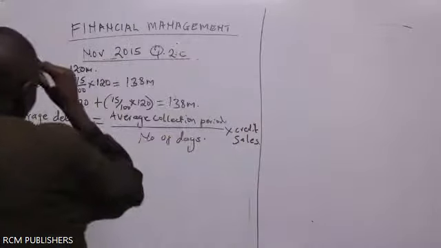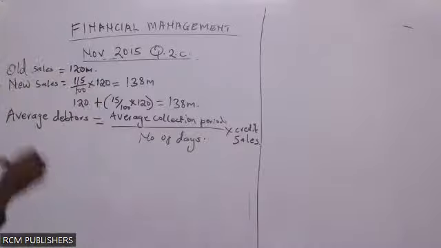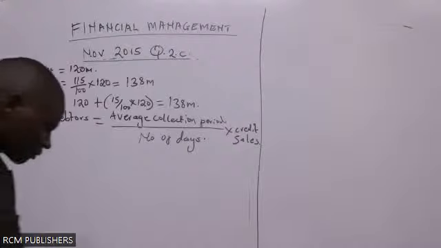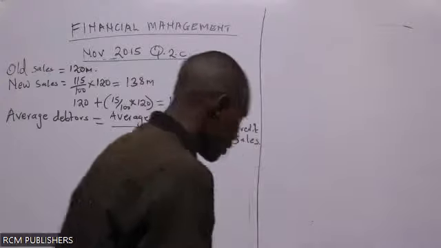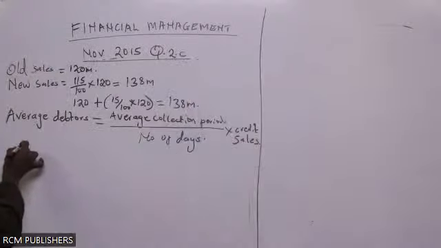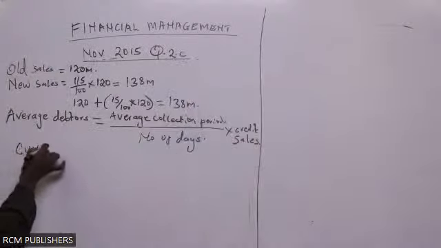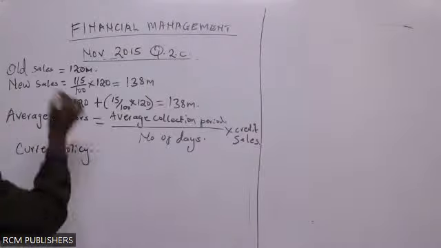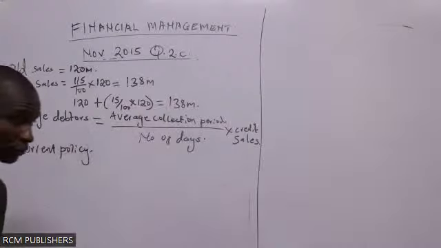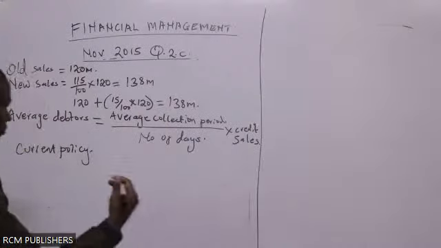Write this formula first. Have we been given the correction period? Let's start with the current policy. What was the average correction period? 45. So we have been given.